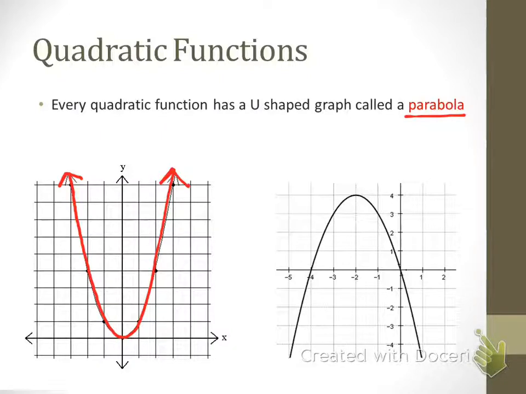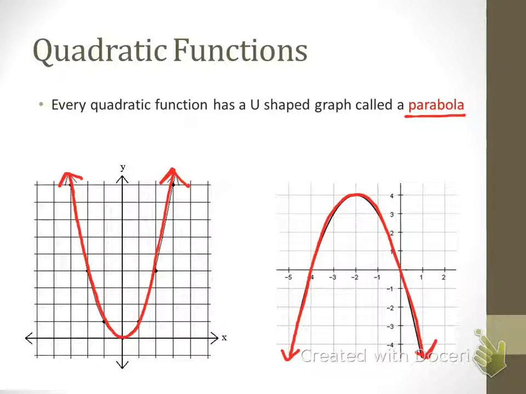Now, the other type is it opens down. That means the arrows at the end are facing down. So there's two different types. There's no sideways parabolas, okay, that would be a different type of graph. Now, it's either going to open up or down, and the graph is called a parabola.